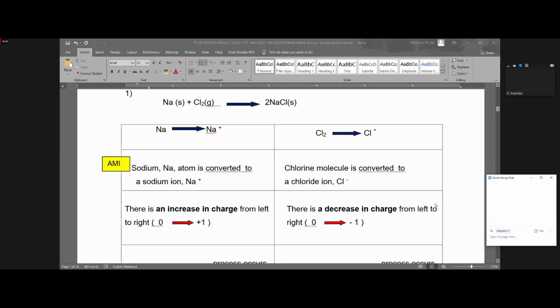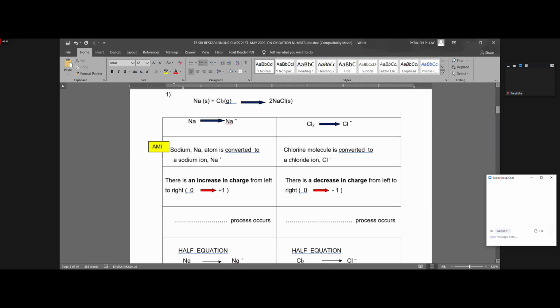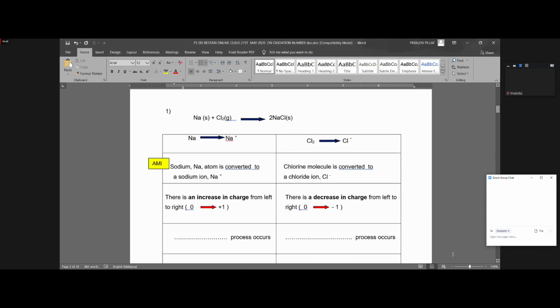Okay, let's go straight to an example now, where we use this oil rig. Ready? So you see here, look at the equation there.